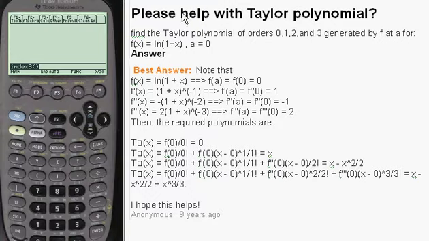This kid puts in here, please help with Taylor polynomial. Find the Taylor polynomial of orders 0, 1, 2, and 3 generated by f at a, for f of x equals log of 1 plus x, a equals 0. Pretty clear, huh? You could do that in your sleep, couldn't you? I don't think so. But let's do it.